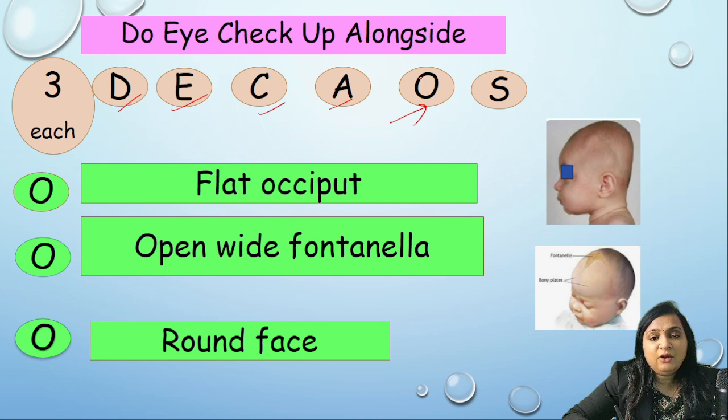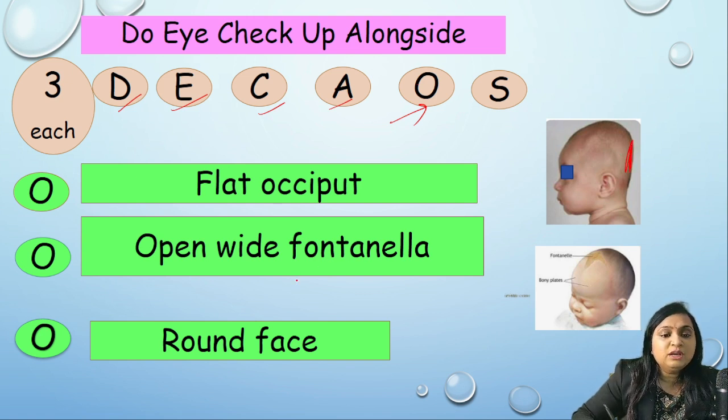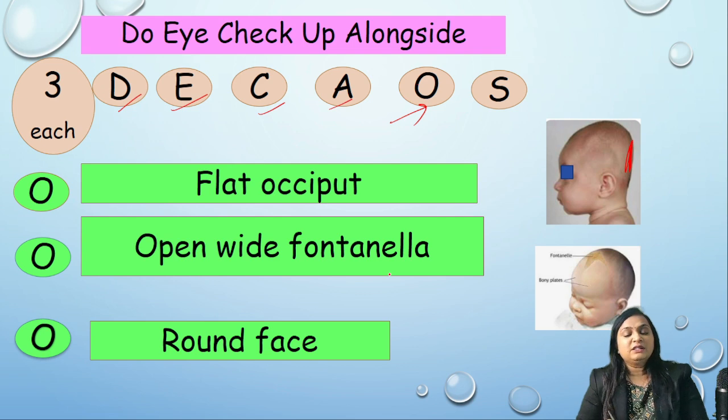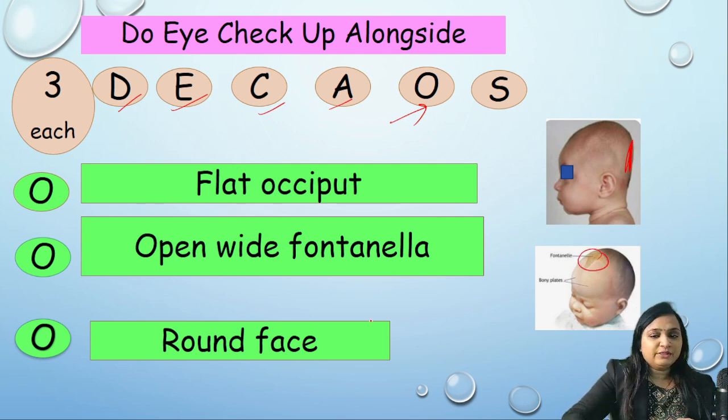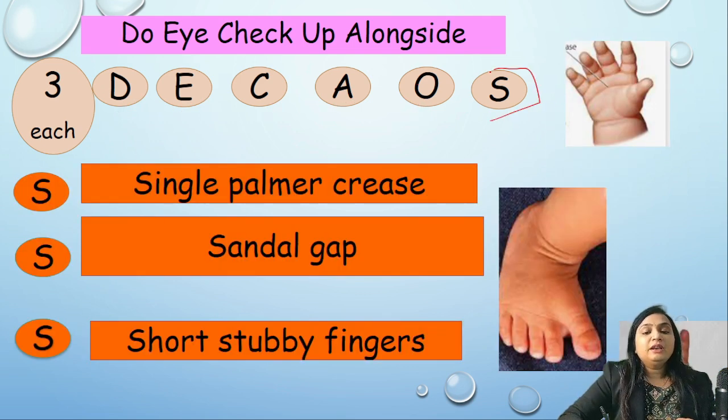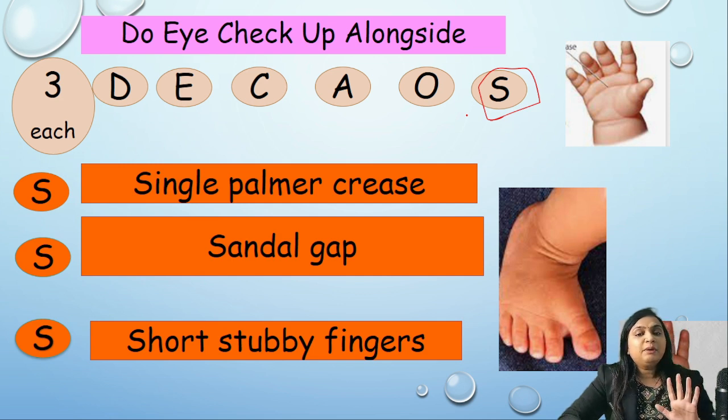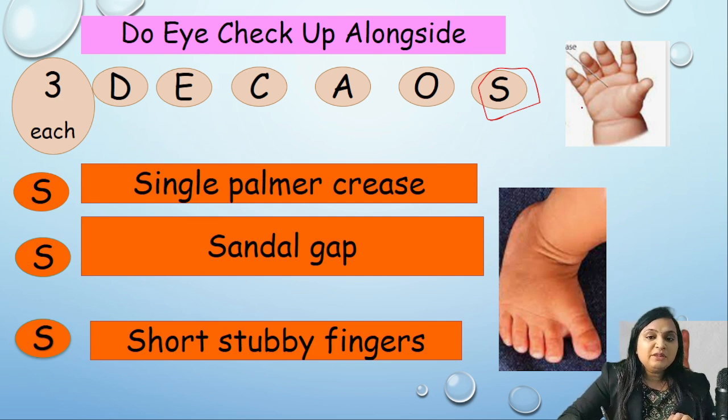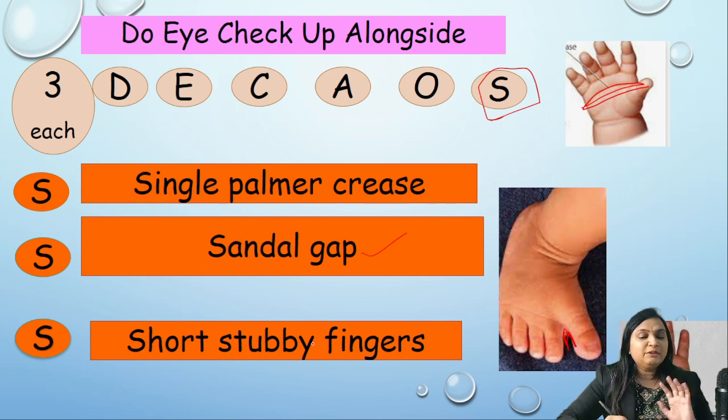Now we are discussing O. Do eye checkup alongside. O stands for flat occiput. The patient of Down syndrome will have a flat occiput. They'll have an open and wide fontanelle, and they will have a round face. Now the last S is a single palmar crease, which is called a Simian crease, which is shown here in this figure. There is a sandal gap that is also shown here in the figure, and there will be short stubby fingers.